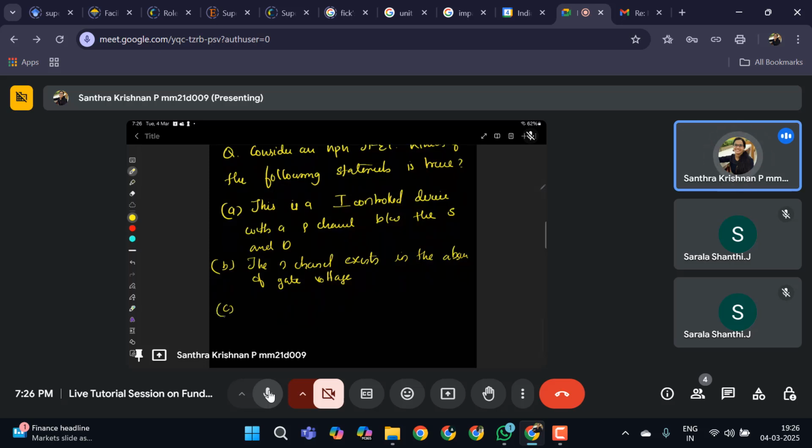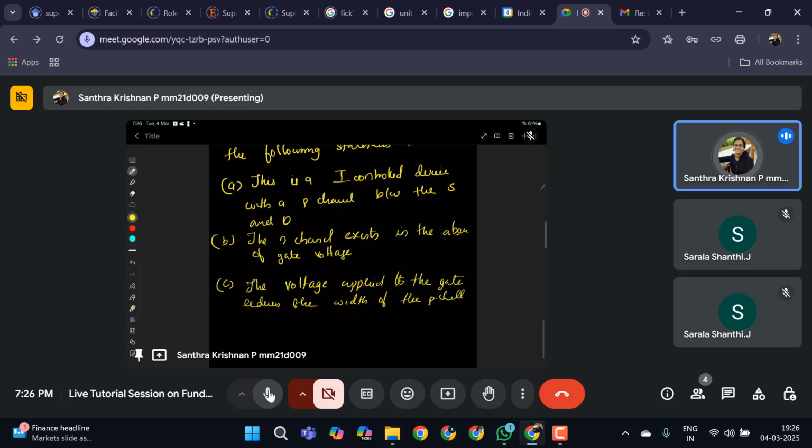Then option C, the voltage applied to the gate reduces the width of the P channel. And finally, the voltage applied to the gate increases the width of the P channel.